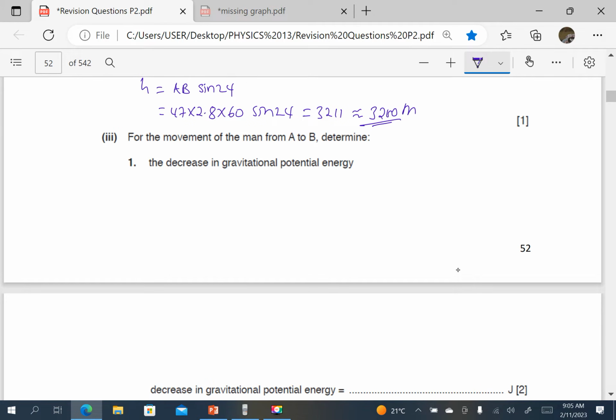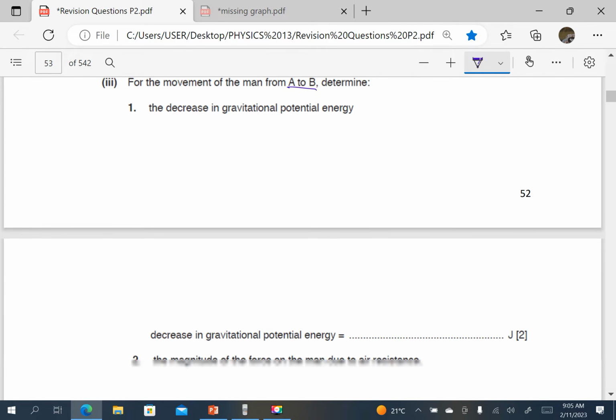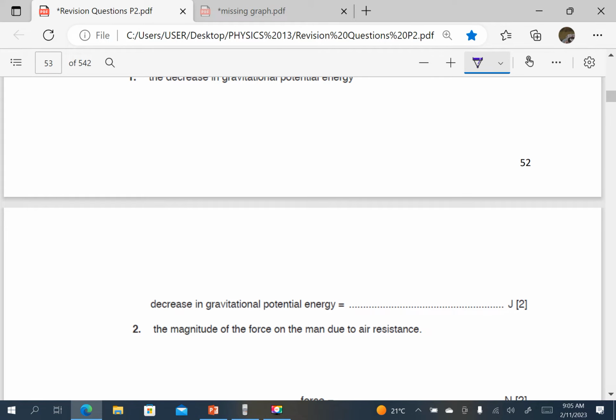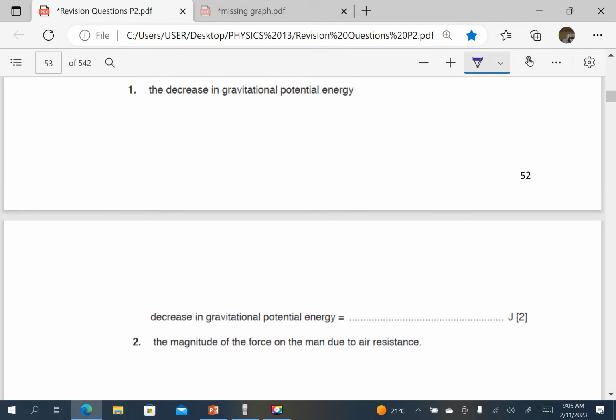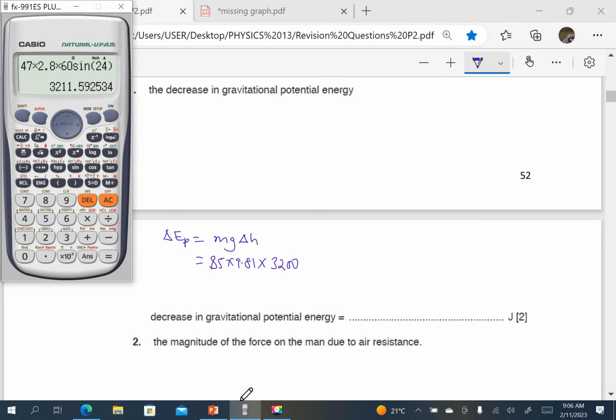For the movement of the man from A to B, determine the decrease in gravitational potential energy. Remember, when we are finding potential energy, we look at only the vertical height. Therefore, the decrease in potential energy, which is delta EP, is going to be equal to mg times the change in height. So since they gave us the mass as 85, g is 9.81, the height we have seen is 3,200. So just find the decrease in potential energy as 85 times 9.81 times 3,200.